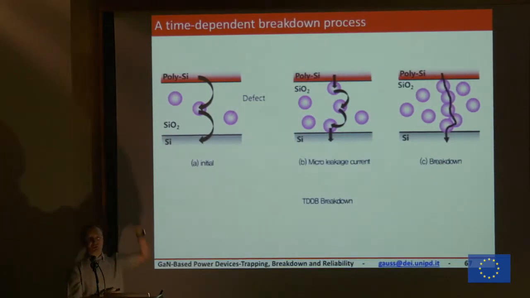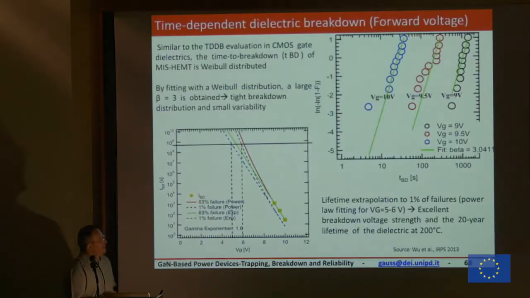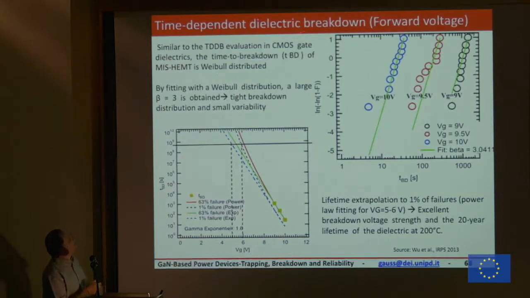The leakage grows up, and then your device is kind of gone. Okay, and this is what we have done, for instance, in a device with this kind of structure, MIS-Gate.